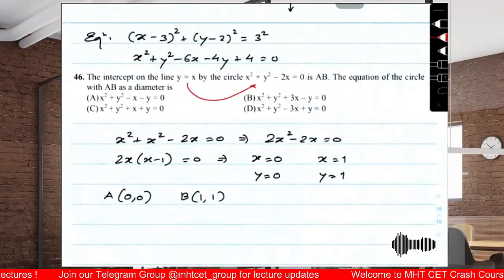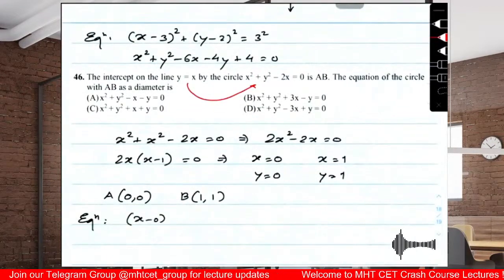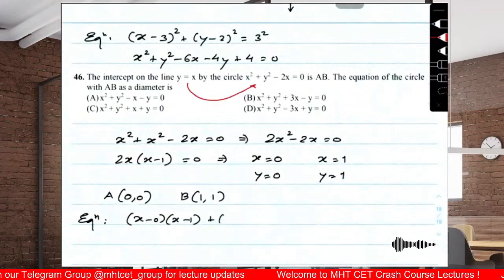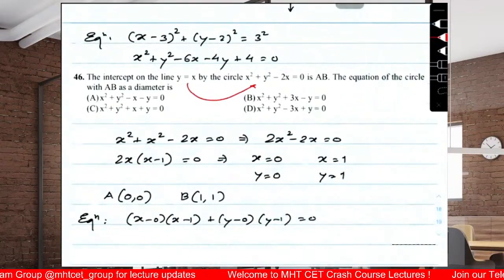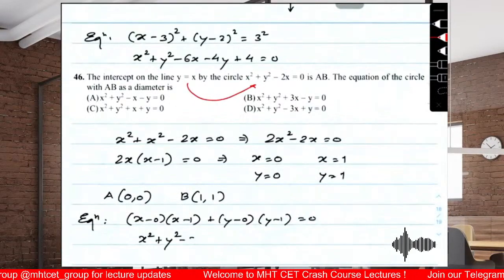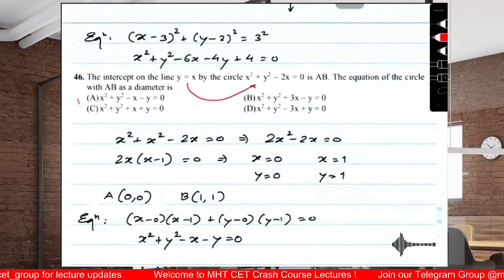An equation of circle having AB as diameter, so we'll use diameter form. X minus 0, x minus 1, y minus 0, y minus 1 equal to 0. That is x square plus y square minus x minus y equal to 0. A.